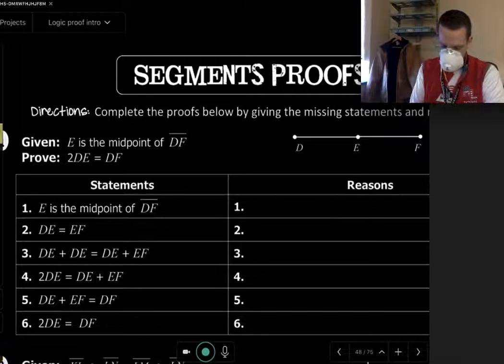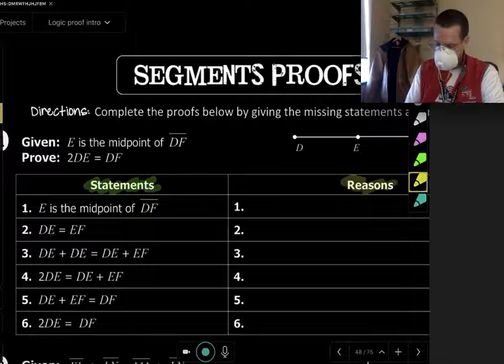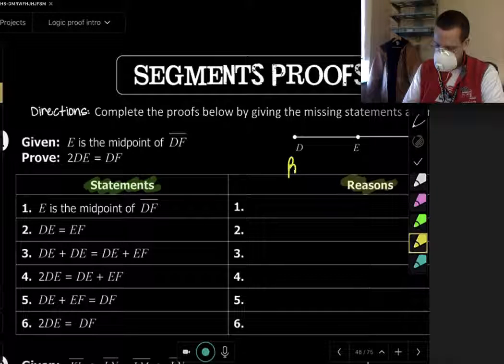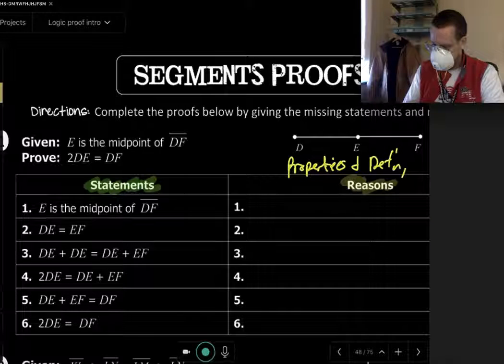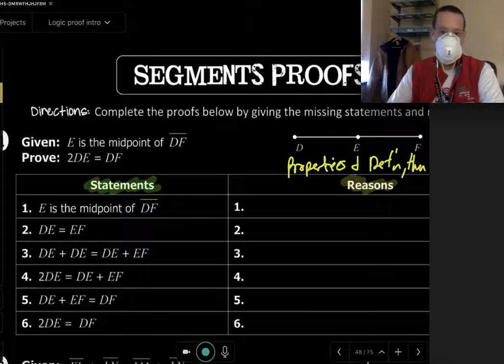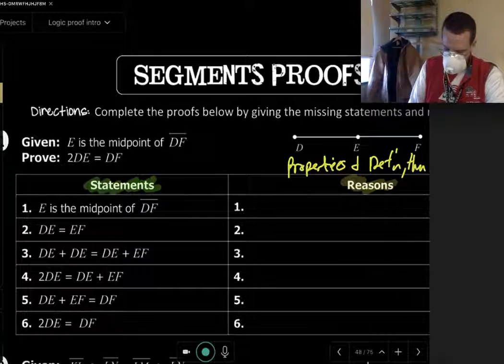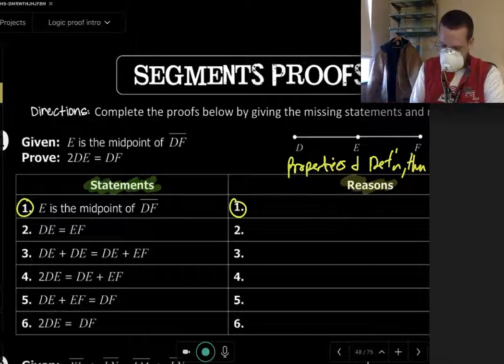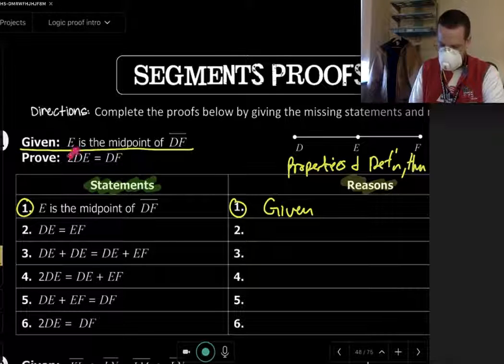Now notice we have our statements on the left and our reasons on the right. These are going to be properties and definitions, also theorems. So how we start this off is the first thing is always given. Here's our given statement. So our first statement is always given. We have to start somewhere, and we have to start with this figure.